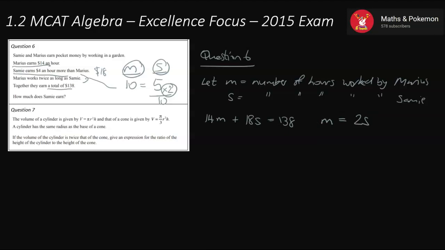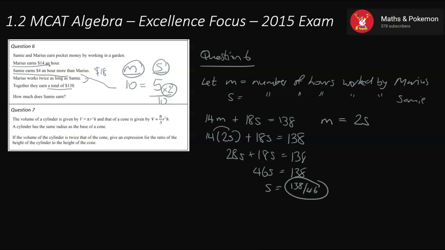This is actually quite a nice question. So M, this 2S, we're going to put it over here where that M is, and we're going to have an equation just for S. So we've got 14 times 2S plus 18S is equal to 138. And I like this because S is the only letter left, and we are trying to figure out how much Sammy earns, so we're in a good spot. Expanding this bracket, that's 28S plus 18S is equal to 138. That means 46S is equal to 138. S is equal to 138 divided by 46.